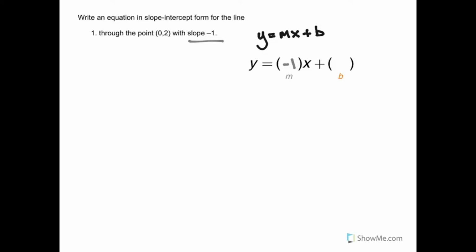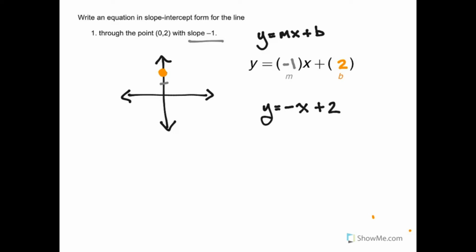Now how about b? Well, the point 0, 2 is a y-intercept. When x is 0, y is 2. And if I need to, I can even sketch a little graph just to verify that the point 0, 2 is on the y-axis. So b is 2, and I filled in m and b in the equation. And now I can write the equation y equals -x plus 2.